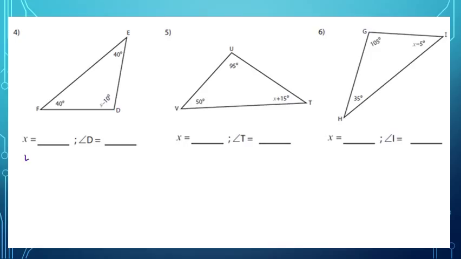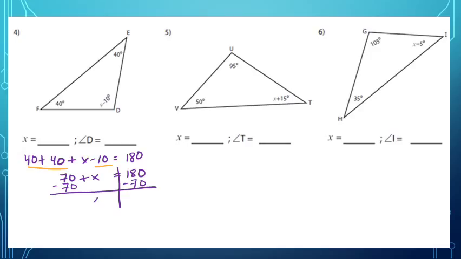So next equation, 40 plus x minus 10 equals 180. So I'm going to combine like terms, 40 plus 40 minus 10. And at that point, I will have 80 minus 10 is 70. So 70 plus x equals 180. And now, again, this is kind of like what we were talking about earlier. Sometimes I'm going to need to do an extra step here. And so in this case, I'm going to subtract 70 from each side. And that will give me x equals 110.